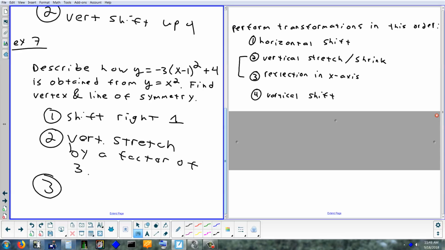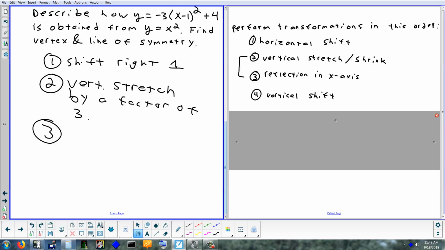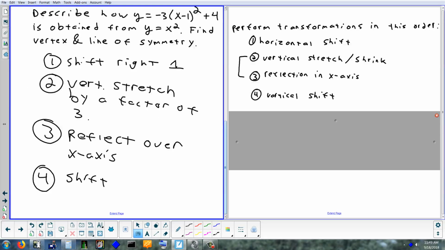What do you think, Sam? Do we have a reflection? Yes. Yep, how do you know that? The negative sign. Perfect. So now reflect over the x-axis. And then the fourth thing, the last thing, is the +4, and that's going to be a shift up 4. So that had everything. For parabolas, you really can't get any more complicated than that. It's got them all.